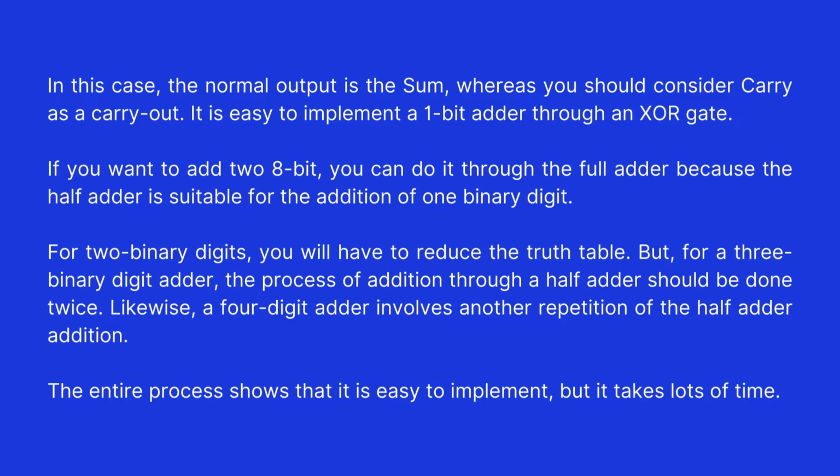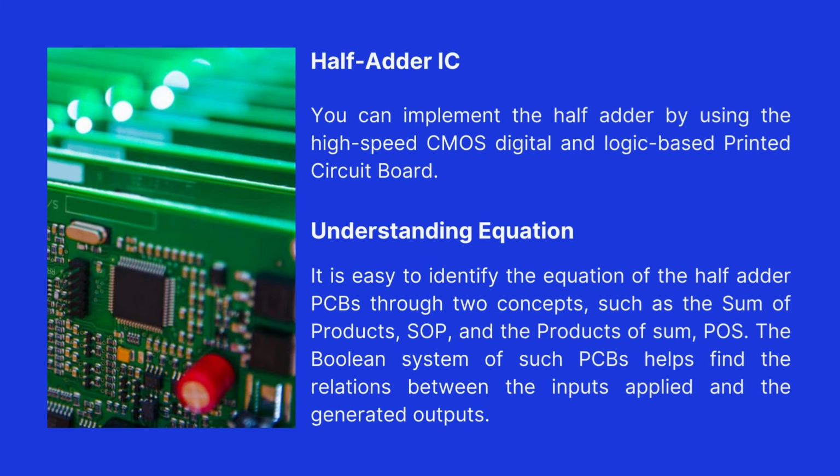It is easy to implement a 1-bit adder through an XOR gate. If you want to add two 8-bit numbers, you can do it through the full adder because the half-adder is suitable for the addition of one binary digit. For two binary digits, you will have to reduce the truth table. But for a 3-binary digit adder, the process of addition through a half-adder should be done twice. Likewise, a 4-digit adder involves another repetition of the half-adder addition. The entire process shows that it is easy to implement, but it takes lots of time.